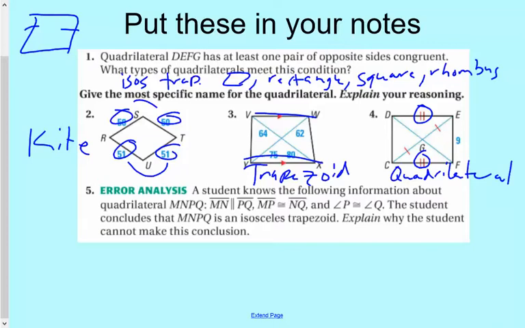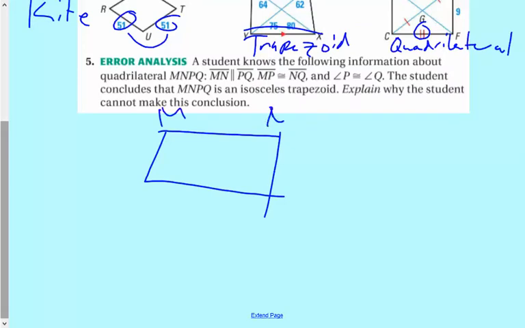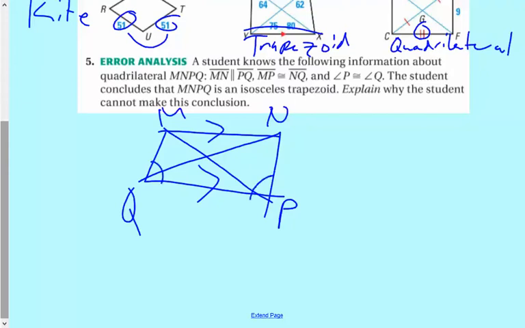All right. A student knows the following information about quadrilateral MNPQ. Last question for the day. I'm just going to draw M, N, P, Q. Alright, so we have MN is parallel to PQ, MP is congruent to NQ, and angles P and Q are the same. So the student concludes that it's an isosceles trapezoid. Explain why the student cannot make this conclusion.